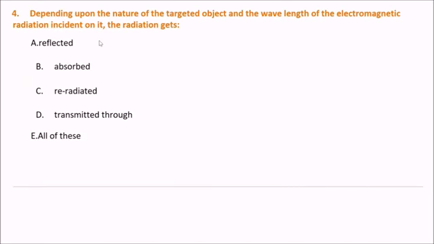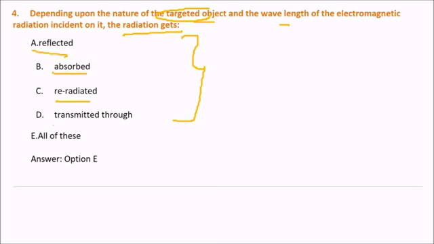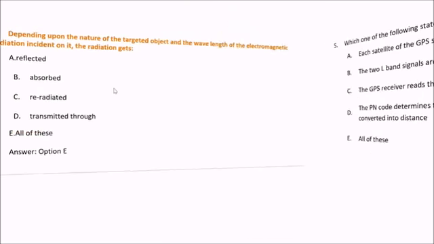Next is, depending upon the nature of the targeted object and the wavelength of the electromagnetic radiation incident on it, the radiation gets... These are the five options for you. The radiation gets what? The option is E. It may be reflected, it may be absorbed, or it may be re-radiated, or it may be transmitted through. So all of these options are true actually.